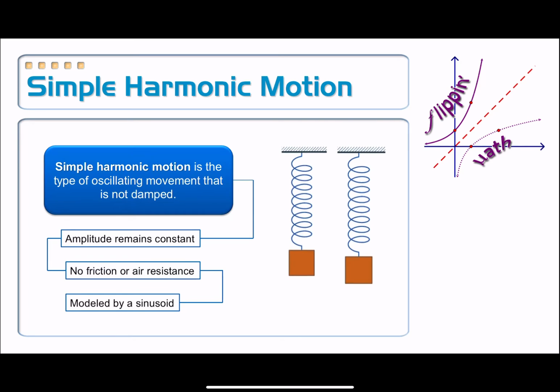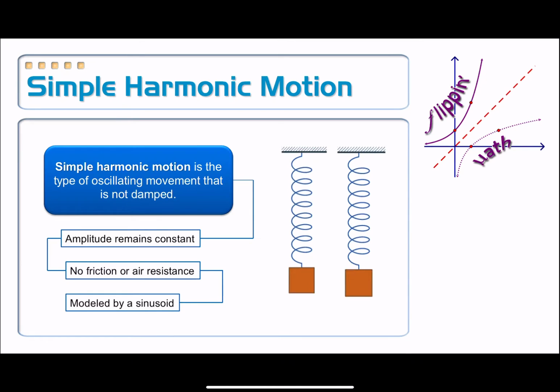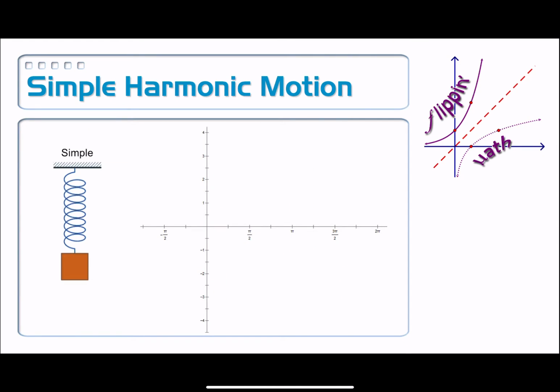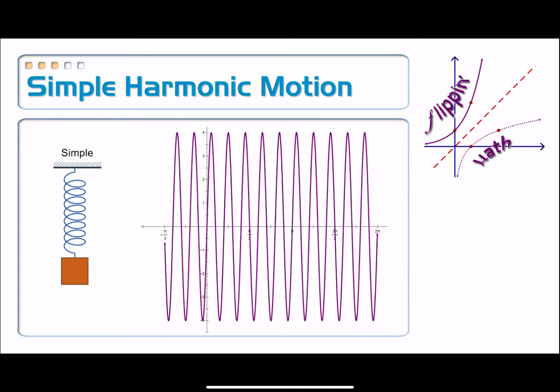Okay, so simple harmonic motion, when it just keeps going over and over again, doing the same exact pattern, can be modeled by a sinusoid. A sinusoid is just the graph of a sine or a cosine. All right, and here's an example of that, just over and over and over again.